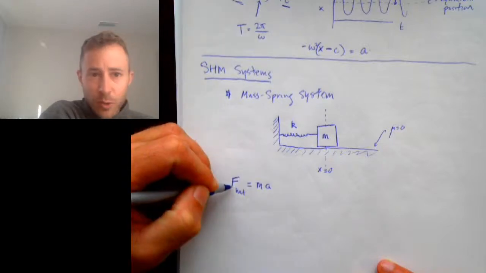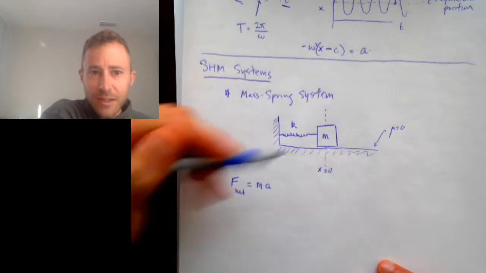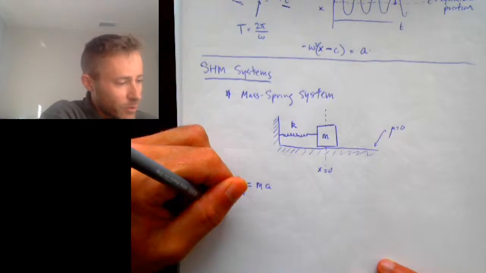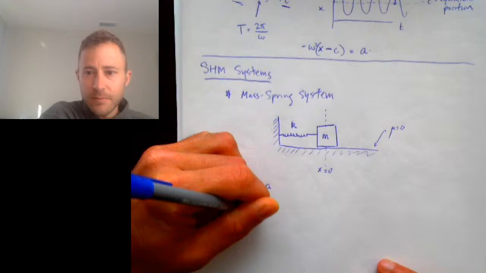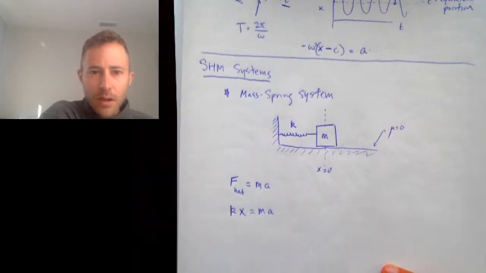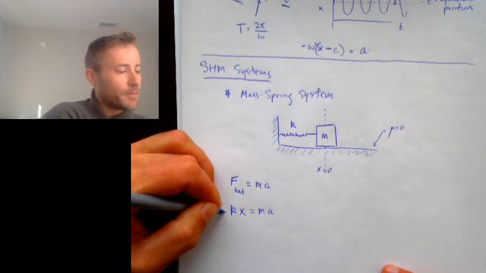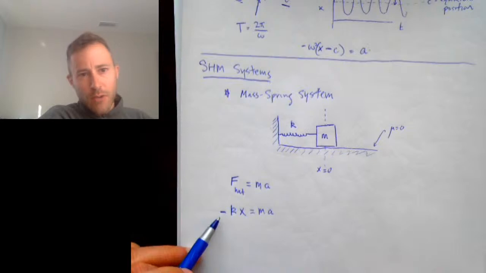And then what is the force? The force that's causing the motion is the elastic force. All right. So the formula for the elastic force is minus kx. And an important thing here is that there's a minus sign. So why is there a minus sign?